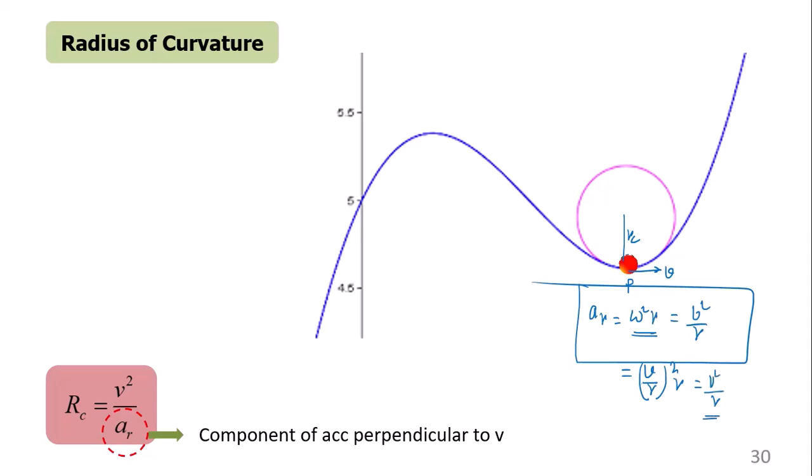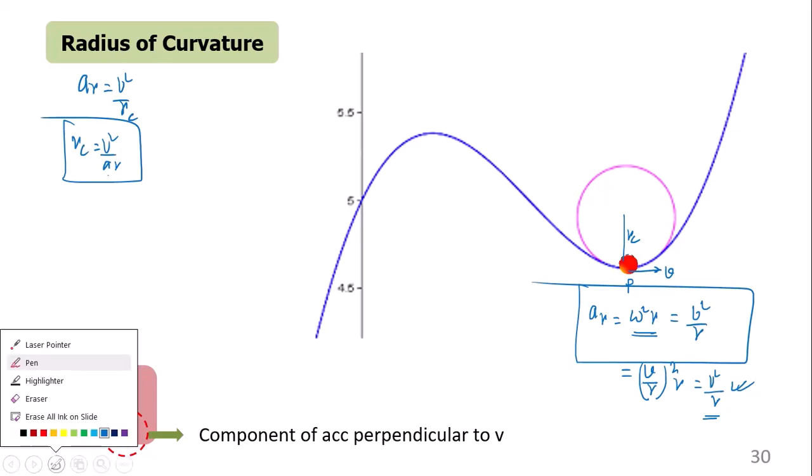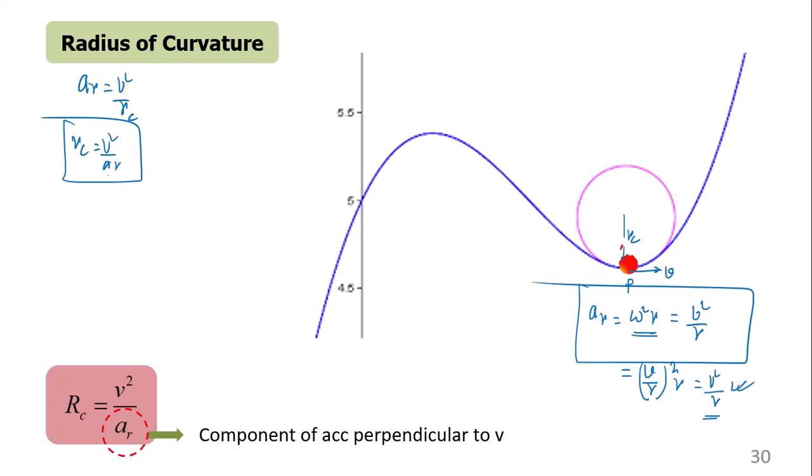So for calculation of the radius of curvature, I should go for v square by r. That will give the value. Once you know that AR equals v square by R, that R is our RC. So RC equals v square by AR. What is V? V is the perpendicular component of velocity. What is AR? AR is the acceleration perpendicular to V. Now in this situation, in this circle, AR should be in this direction and V is perpendicular to it.